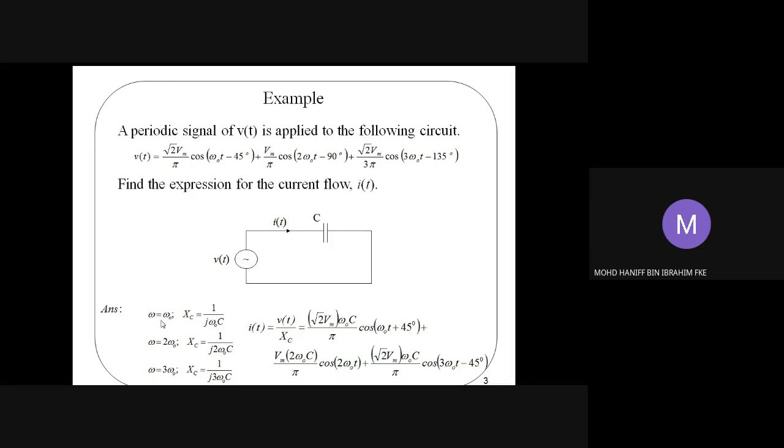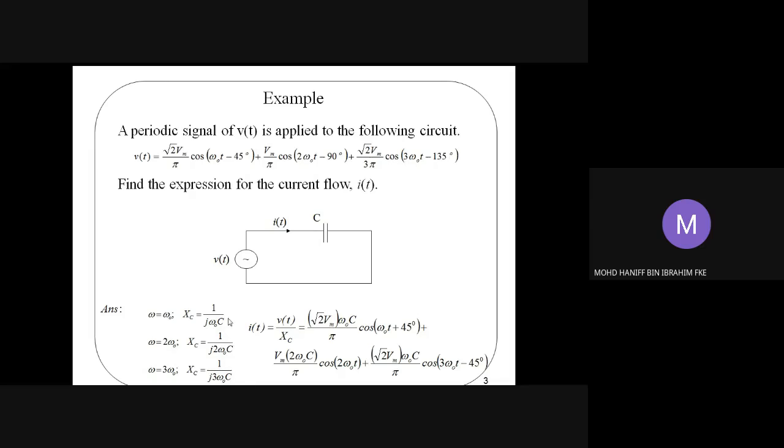So for every frequency value, we have to calculate the reactance of the capacitance, knowing that the capacitance reactance, Hc, equals 1 over j omega c. And for that, for omega naught, it will be 1 over j omega naught c. For 2 omega naught, it will be 1 over j 2 omega naught c. And for 3 omega naught, it will be 1 over j 3 omega naught c. Because we have different frequency components.